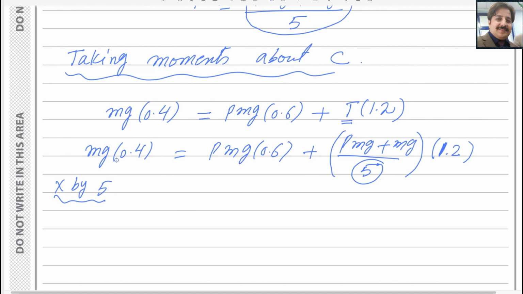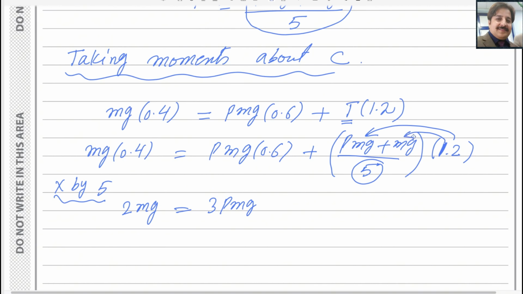This 5 will multiply here. We get 0.4 multiplied by 5, which will give you the answer 2. So it will be 2 mg. 5 multiplied by 0.6 will give you the answer 3. So it will be 3 pmg. When you multiply 5 here, you will get rid of the 5 from this fraction. That's it. And here you need to just multiply this number with these 2.